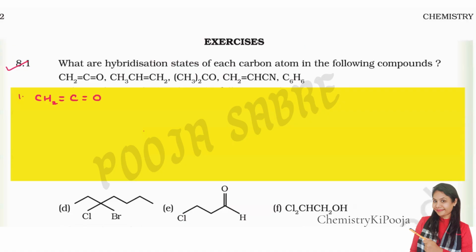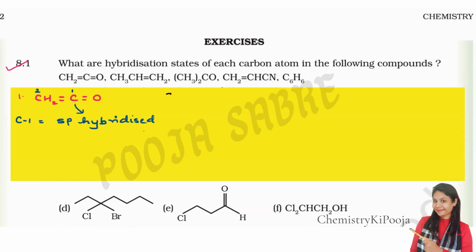Now, if I carefully look at the carbon atoms, let me number them. This is the first carbon and this is the second carbon. Now, C1 is sp hybridized. Why is it sp hybridized? Everything about hybridization I have already explained in the topic.